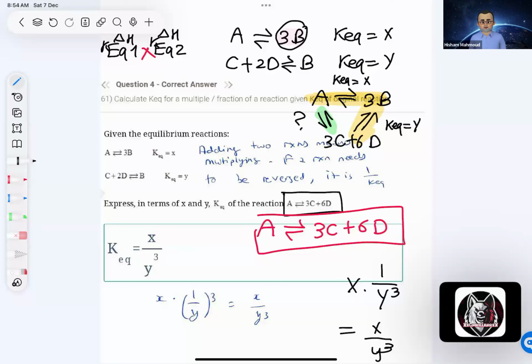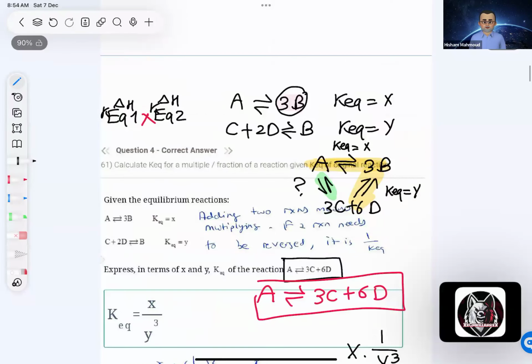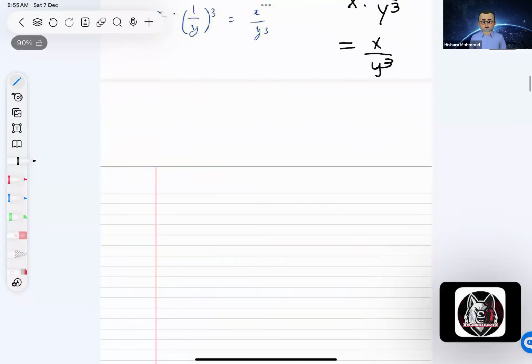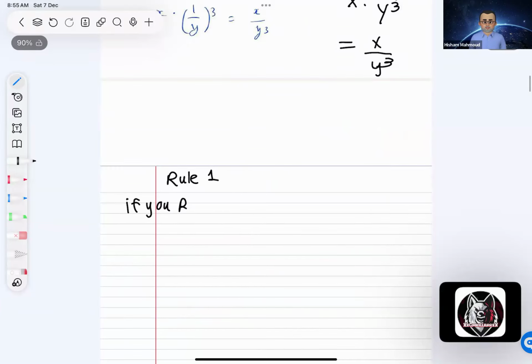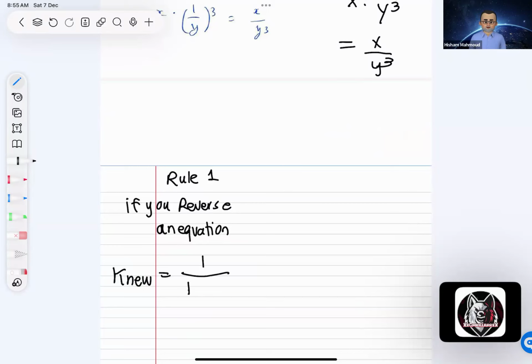Okay. So let's repeat again the three rules of the K equilibrium for Miriam. If you play with any equation, rule number 1 says that if you reverse an equation, what do you do to its K equilibrium? It is reversed also, it's the reciprocal. So the K new of the new equation that's reversed will be equal to 1 over the old K. Then what is rule 2?